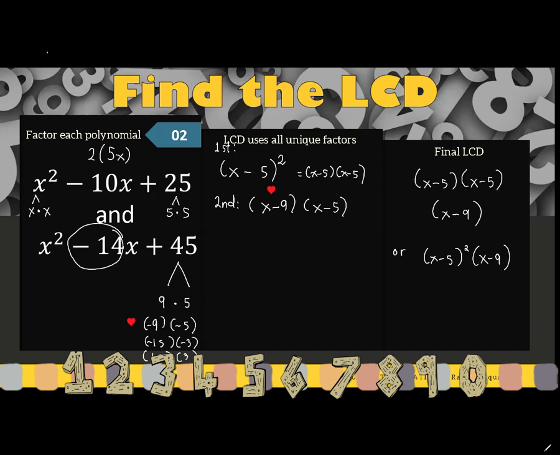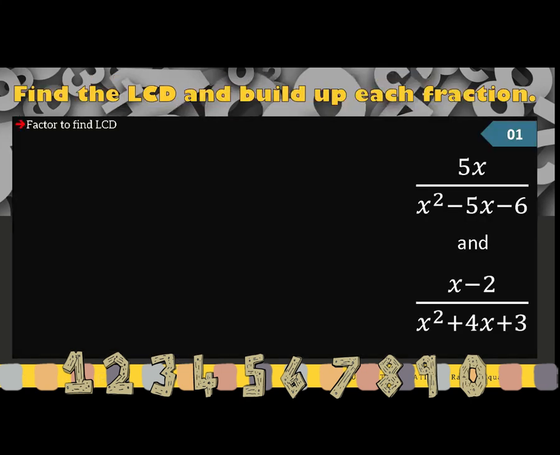Once we know the LCD, our goal will be to build up fractions so they have matching denominators. We can build up a fraction's denominator by multiplying the numerator and denominator by any factors that are not already in the denominator. So let's have an example for that. First step, we need to factor to find the LCD. We have two denominators here, x squared minus 5x minus 6 and x squared plus 4x plus 3. So let's say this is our first rational expression and the second rational expression.